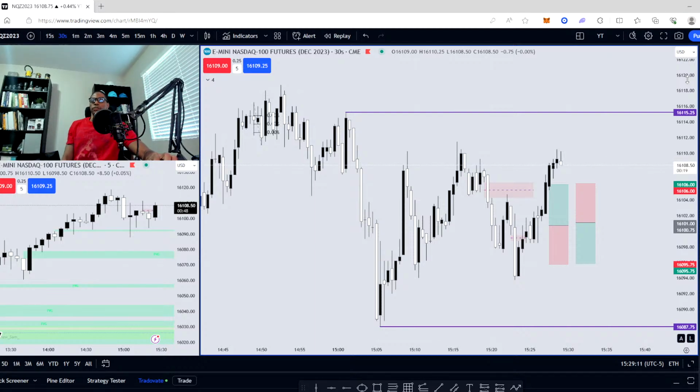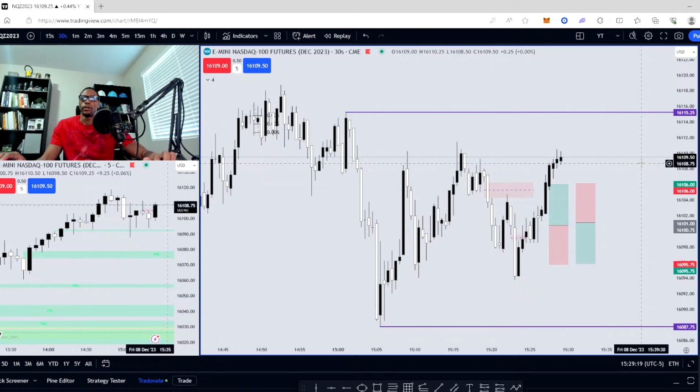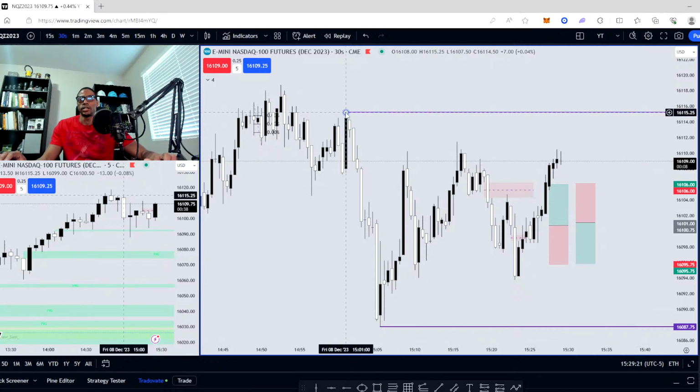Okay, it's now 3:30, 30 minutes before the market closes. So far, it hasn't really given us much since 3 o'clock, which is right when this high was put in. Wonder if that was on purpose.